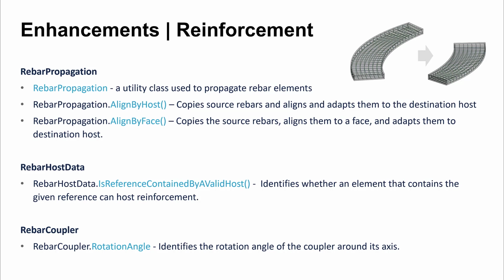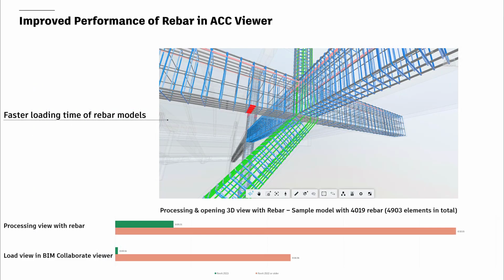Then we've got one additional enhancement method in Rebar host data. It's called is reference contained by a valid host, and that identifies whether an element that contains the reference can host reinforcement at all. So certainly helpful when you need to determine whether something can actually be moved to a host. And one other enhancement for reinforcement: for a rebar coupler, you can now get the rotation angle of the coupler around its axis.